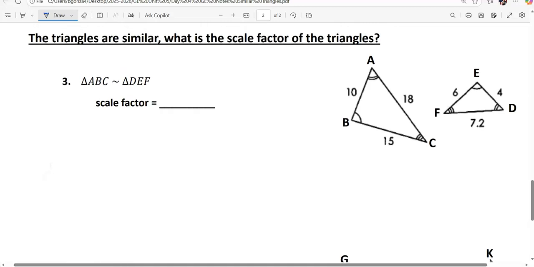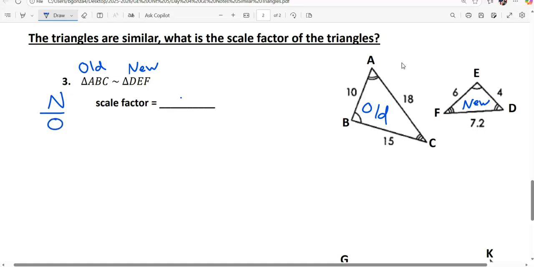Number 3. Here we go. All right, I see A matches D, B matches E, C matches F. Okay, so if I'm going from the old to the new, D, E, F. Here's my new, right? A, B, C is my old. I gotta do new over old. Just pick two sides that match.